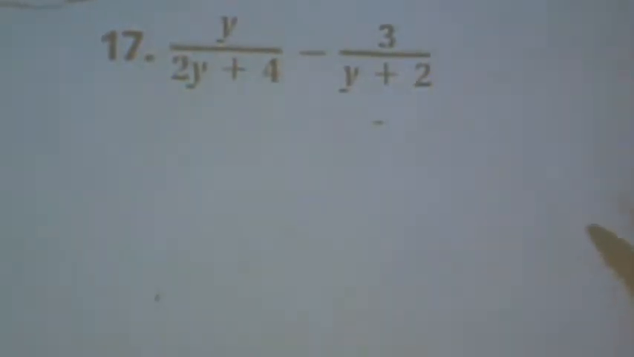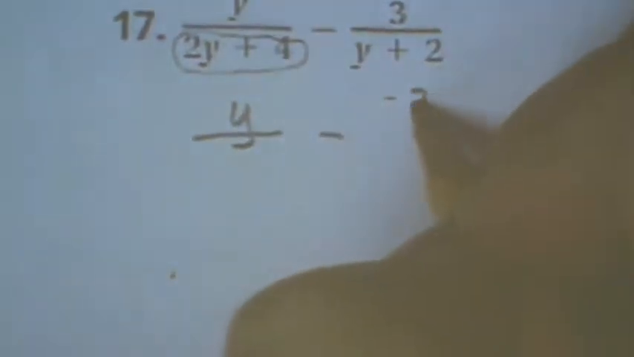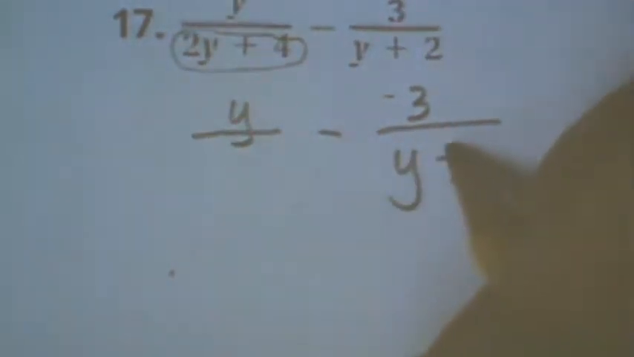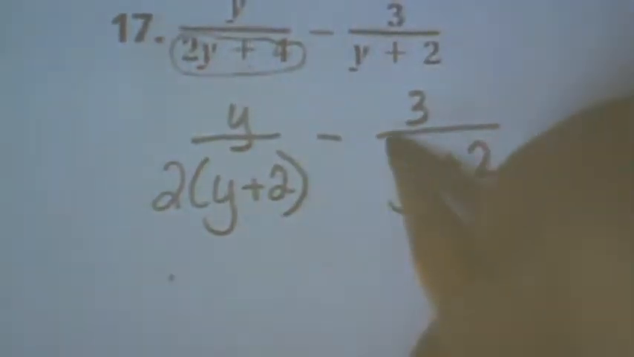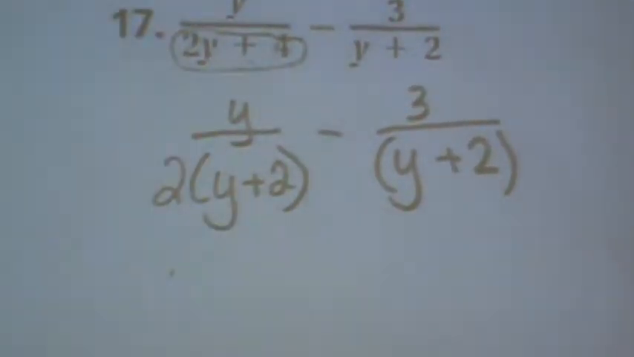Okay, this one. You are going to break this 2y plus 4 up into what? What factors out of 2y and 4? What can we take out of 2y and 4? 2. Take a 2 out. Now sometimes I'll put parentheses around these, it makes it easier for me to see what my common denominator is.